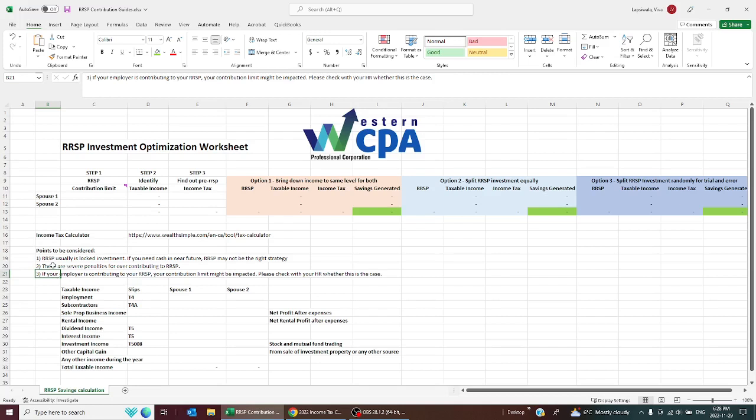If your employer is contributing to your RRSP, if they are matching your RRSP contributions, your contribution limit might be impacted. Please check with your HR whether this is the case. And if it is the case, then you may want to contribute lower to your RRSP just to see what exactly your limit comes up to after the year end.